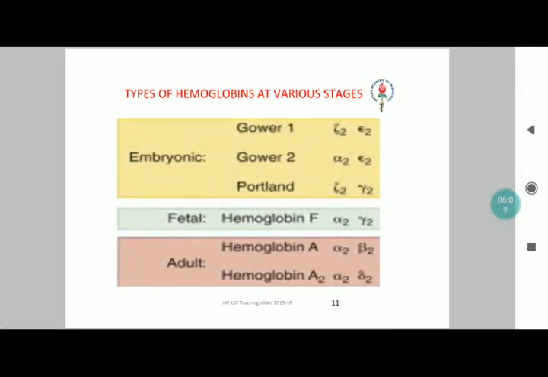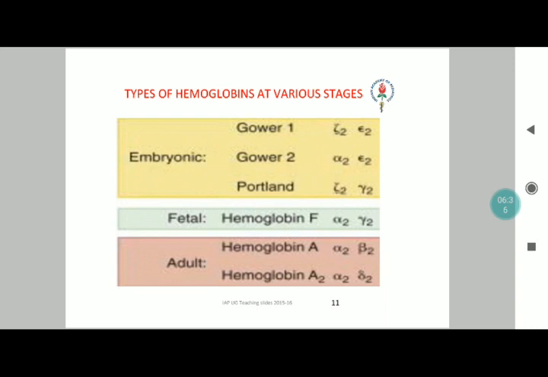Now, if you consider the types of hemoglobin, we know that hemoglobin has various types, namely embryonic, fetal and adult. The embryonic hemoglobin of course varies based on the different chains which are present. We know that adult hemoglobin has 2 alpha and 2 beta chains. The embryonic hemoglobins, namely Gower and Portland, contain different chains, namely beta epsilon in Gower 1, alpha and epsilon in Gower 2, and beta gamma in Portland.